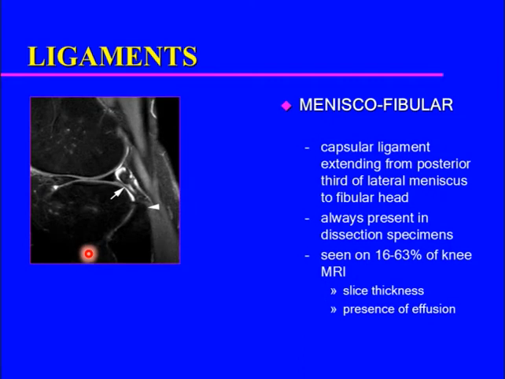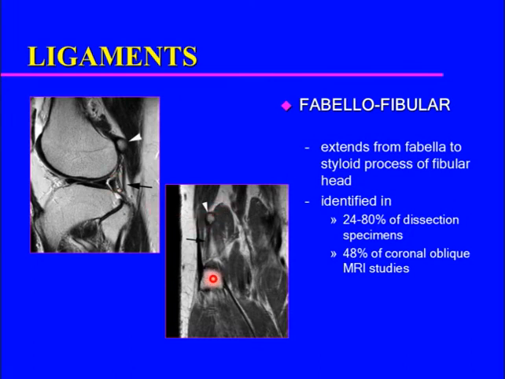Another kind of ligament is the meniscofibular ligament. You can see it running from the posterior horn of the lateral meniscus to the fibula. This capsular ligament extends from the posterior third of the lateral meniscus to the fibular head, and is always present in dissection specimens. However, on the MRI, we see it in 16 to 63%, depending on slice thickness and the presence of effusion. This ligament is just a normal variant, a normal ligament. Don't think that this is some sort of tear or meniscal fragment. Fabellofibular ligament, from the fabella to the fibula. This ligament here.